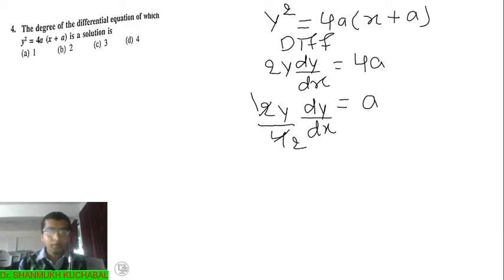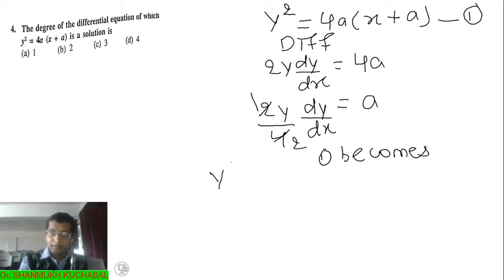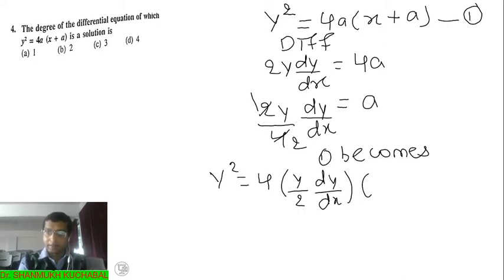Now we have to substitute a value in the given equation. I call it equation 1. So equation 1 becomes y square equal to 4 times a, where a is y by 2 dy by dx, multiplied by x plus a, which is y by 2 dy by dx.